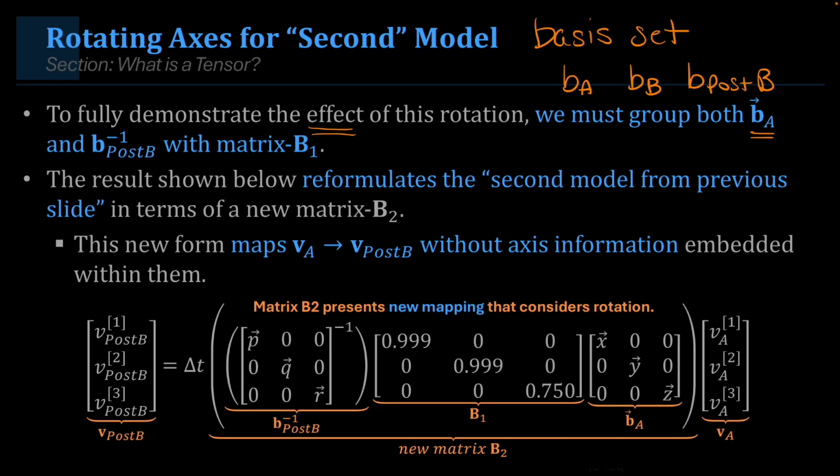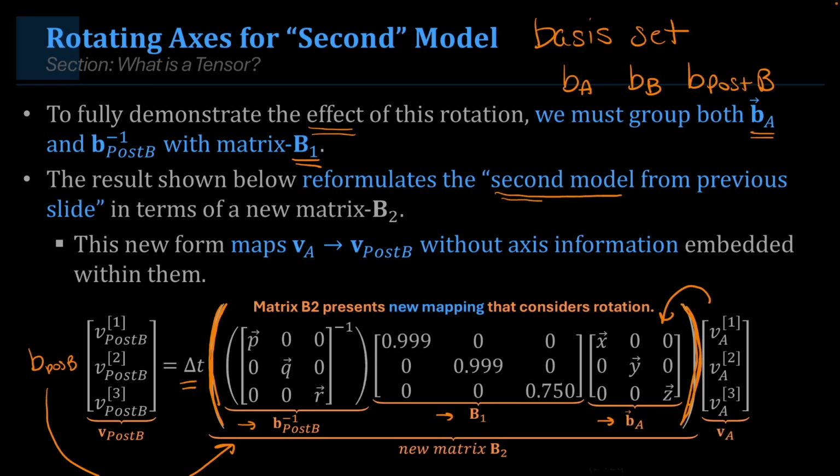We're going to group those with the matrix B1. So what I did was I took the B post B, which used to be over here, I inverted it and I moved it over here. And then I take the BA and I simply group it in with that. So now in between these parentheses, we have the product of the basis associated with the observer, but inverted, the original linear map, as well as the basis associated with the input. And we can't forget about our delta t. So the result shown below reformulates the second model in terms of a new matrix, which we call B2. So all this together, in between the orange highlighted parentheses, is this new matrix that we call B2.